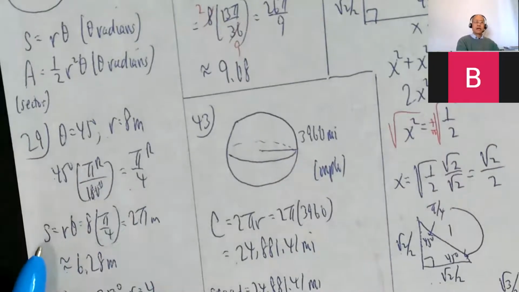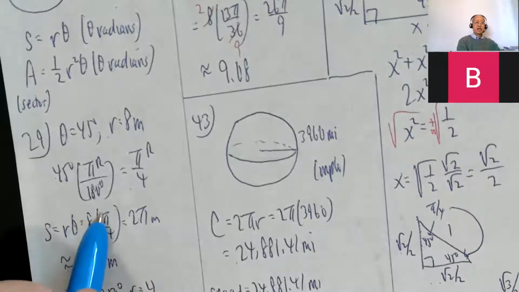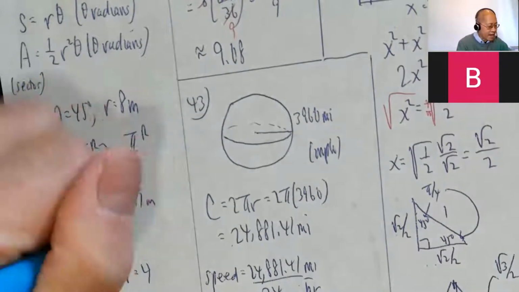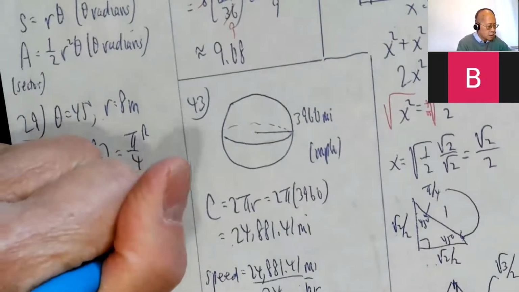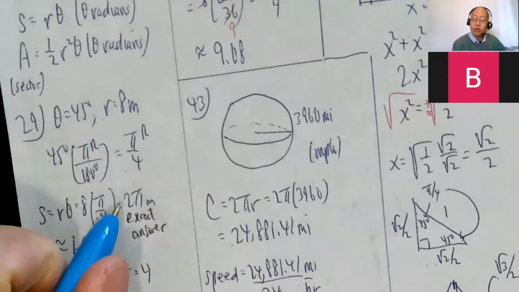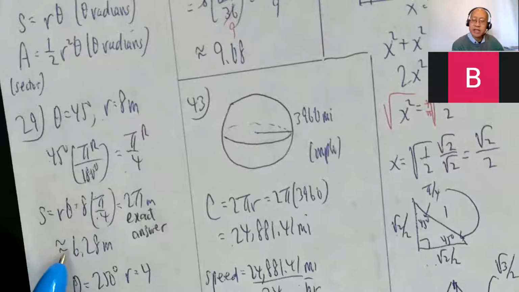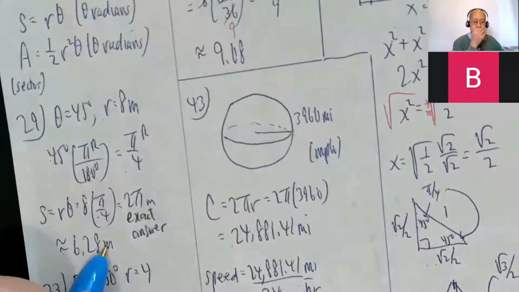All right, so now I can plug in. S, arc length, is r theta: 8 times pi over 4, 2 pi meters. This is considered the exact answer. Exact answer means leave it as pi. Once you punch it in a calculator, you only get a decimal approximation. So hence the squiggly equal. Have you seen the squiggly equal? Squiggly equal means approximately. So 6.28 meters.